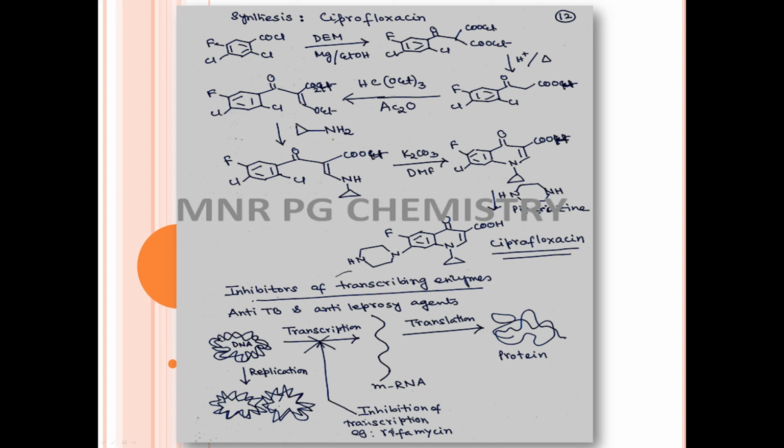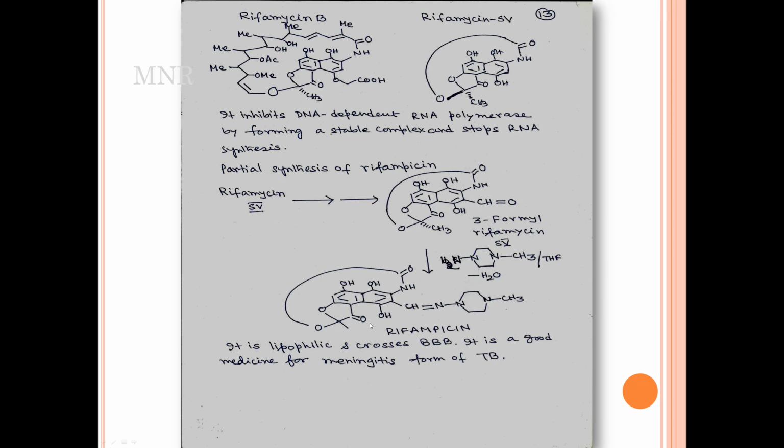Now the inhibition of transcription, this step will be done by one more drug molecule, that is the rifamycin. So inhibitors of transcribing enzyme means we are entering to the rifamycin, ciprofloxacin, romifloxacin, that is in chiral drug also mode of action is there for this molecule. This is the inhibitors of transcribing enzyme, and the rifamycin is blocking the transcription. Now this is the rifamycin structure.